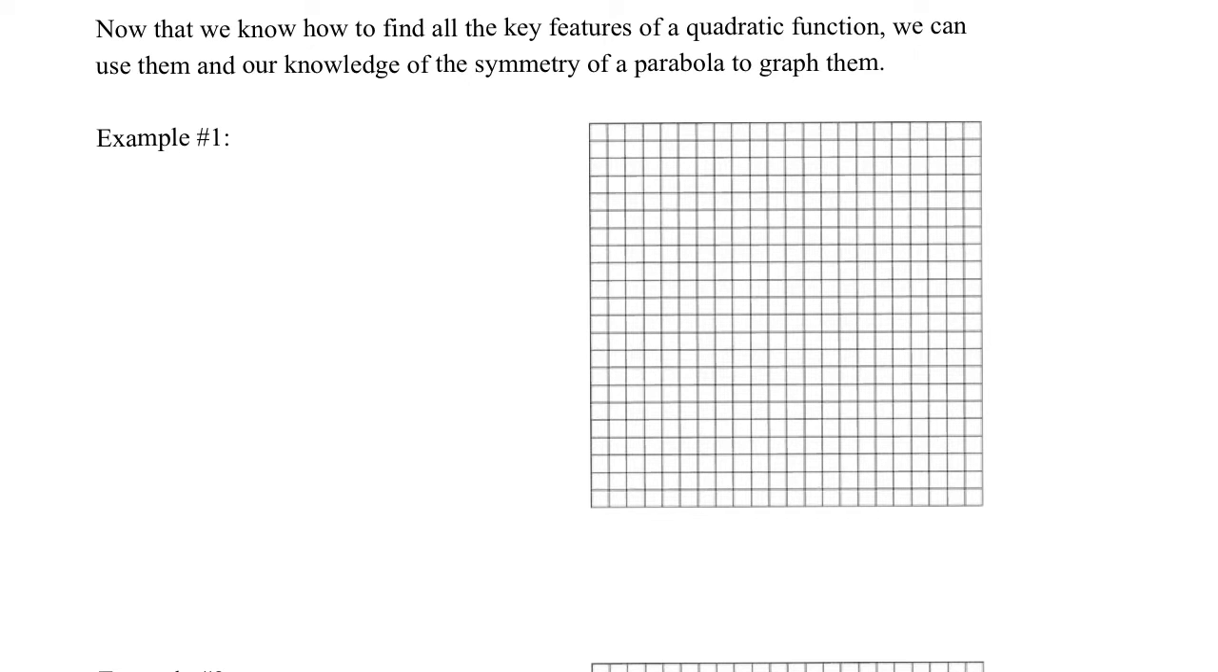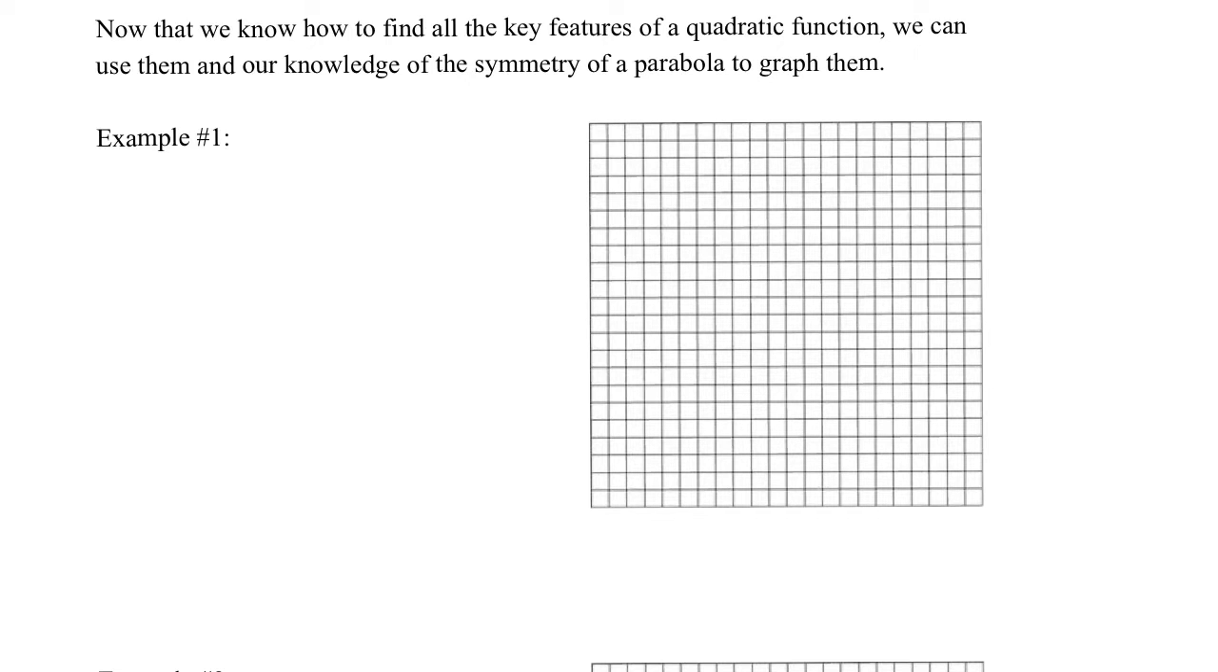Okay, so now that we've learned all these key features for quadratics, let's use those key features to graph. We're going to use the fact that we can find the axis of symmetry, which will allow us to find the vertex. We can find the intercepts, and so we can plot all those points, and we also know that quadratic functions are symmetrical. So we can use that to get enough points to draw a graph here.